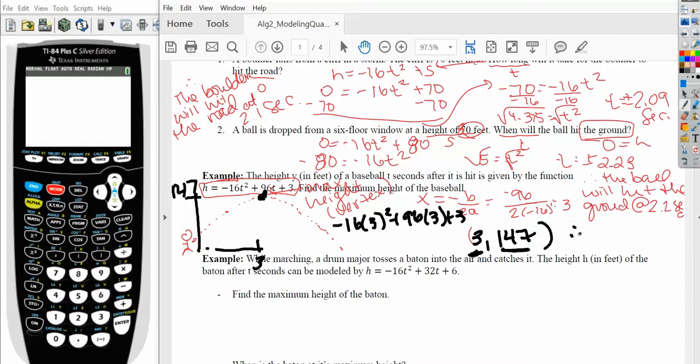So therefore, my max height is at 147 feet. Okay? So hopefully this makes sense. I want you to go ahead and try the next one. When you finish it, pause it and I will go over it.